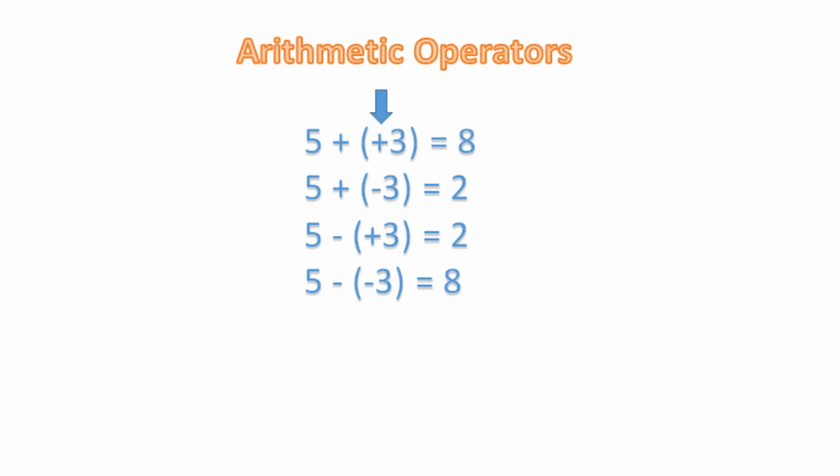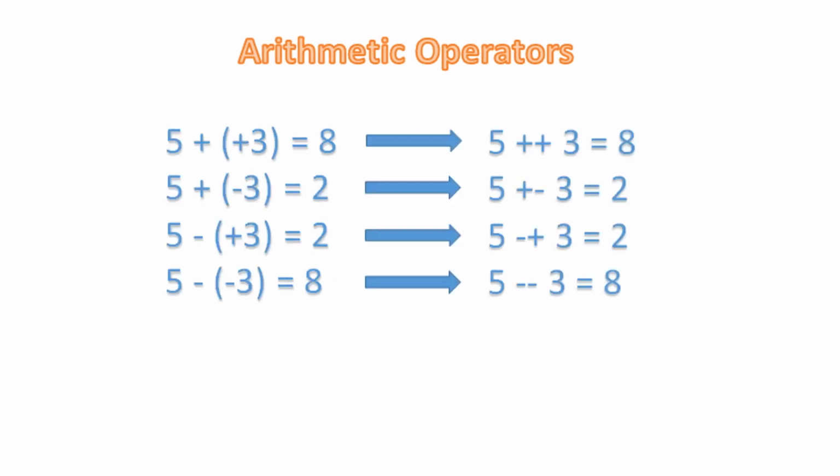Let's see an example of unary operators combined with arithmetic plus and minus operators. In this example, the operator inside the parentheses is a unary operator and the operator outside the parentheses is an arithmetic operator. This is calculated just like how we solve a mathematical equation. In the first example, the output becomes 5 plus 3 is equal to 8. In the second example, 5 minus 3 is equal to 2. Similarly, in the third example, 5 minus 3 is equal to 2. In the fourth example, 5 plus 3 is equal to 8.